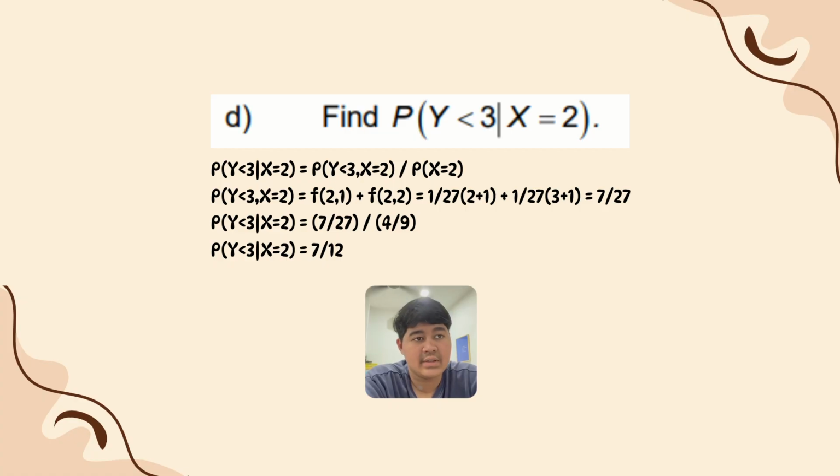So the final answer would be 7 over 27 divided by 4 over 9 equals 7 over 12.